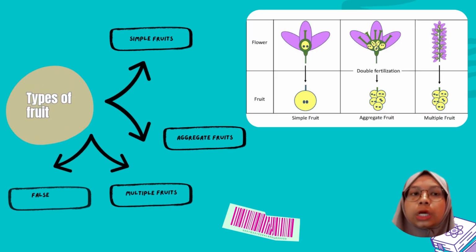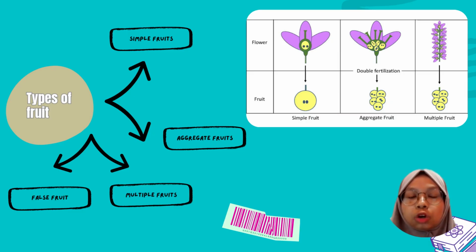Types of fruit. We have four major categories of types of fruit. The first one is simple fruit. This fruit comes from a single ovary in one flower. The ovary may be dry or fleshy when it matures. Examples of simple fruit include mango, apple, orange, and tomato.